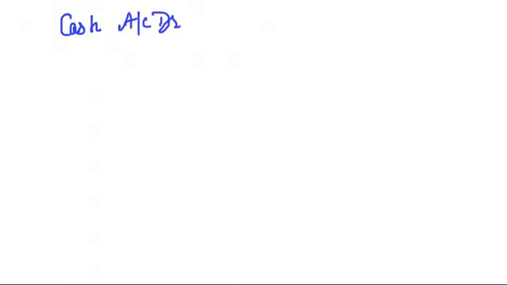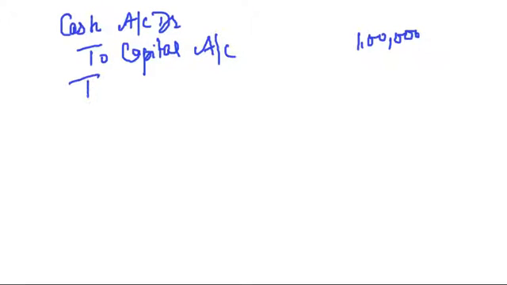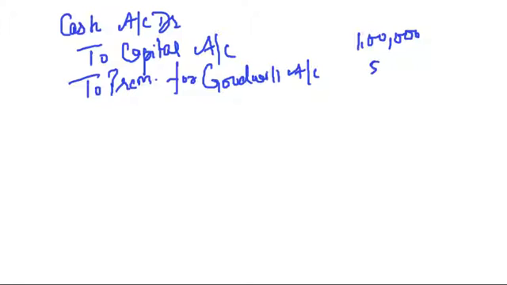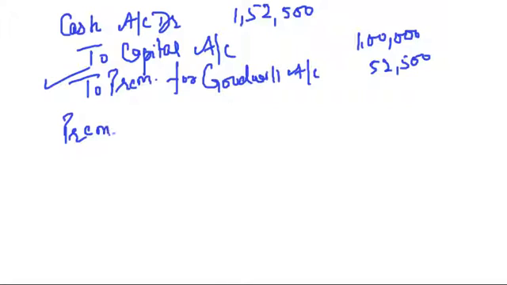Cash account debit to capital account. How much is the capital? 1 lakh. To premium for goodwill account. What is the premium for goodwill? 52,500. What is the total amount brought in by the new partner? 1,52,500. Now this premium for goodwill will be adjusted through the partners' capital accounts.